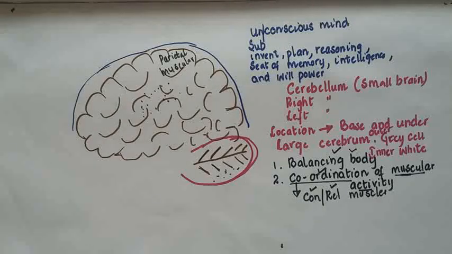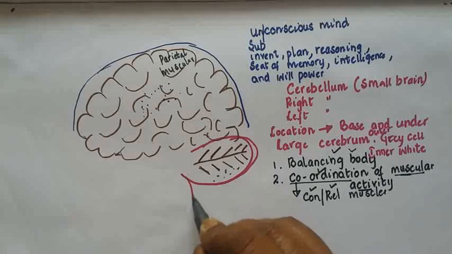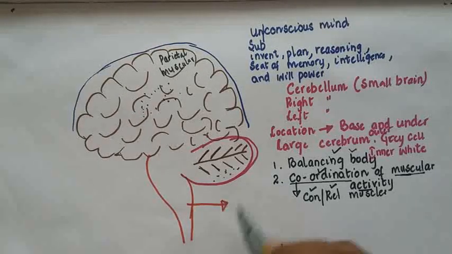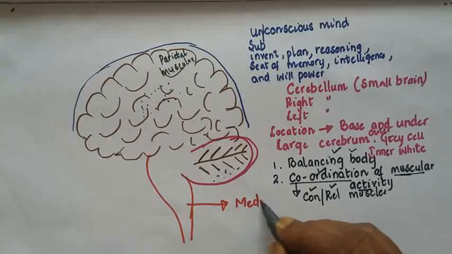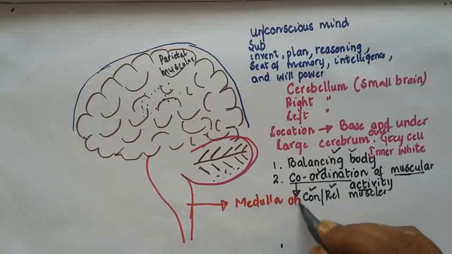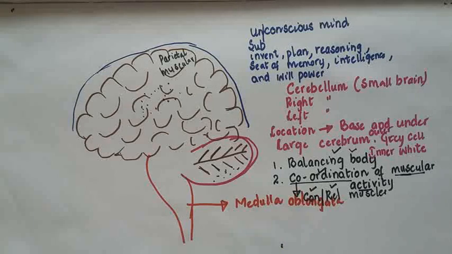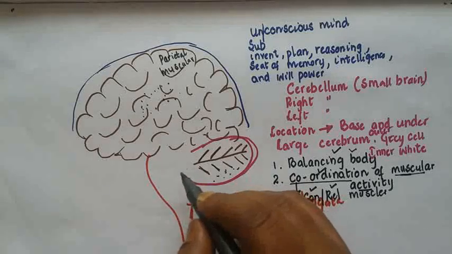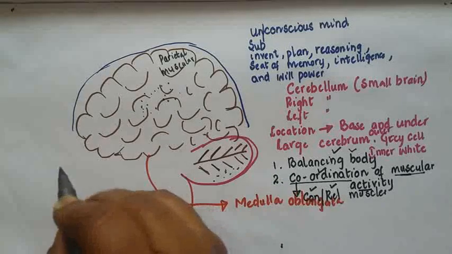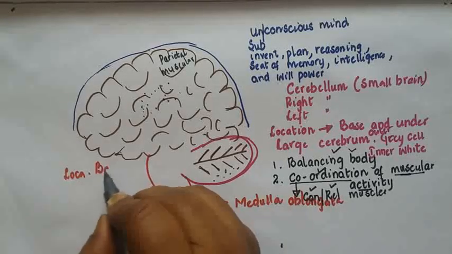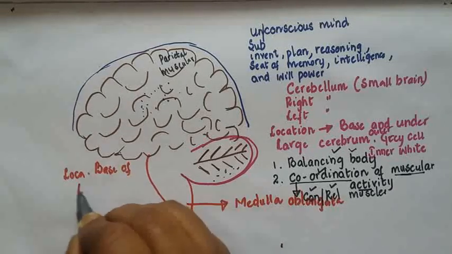Now let us learn about the third part of the human brain. The last part is the medulla oblongata. So the third part of the human brain is the medulla oblongata. Now we find this medulla oblongata at the base of the skull. So what is the location of the medulla oblongata? It is found at the base of the skull.